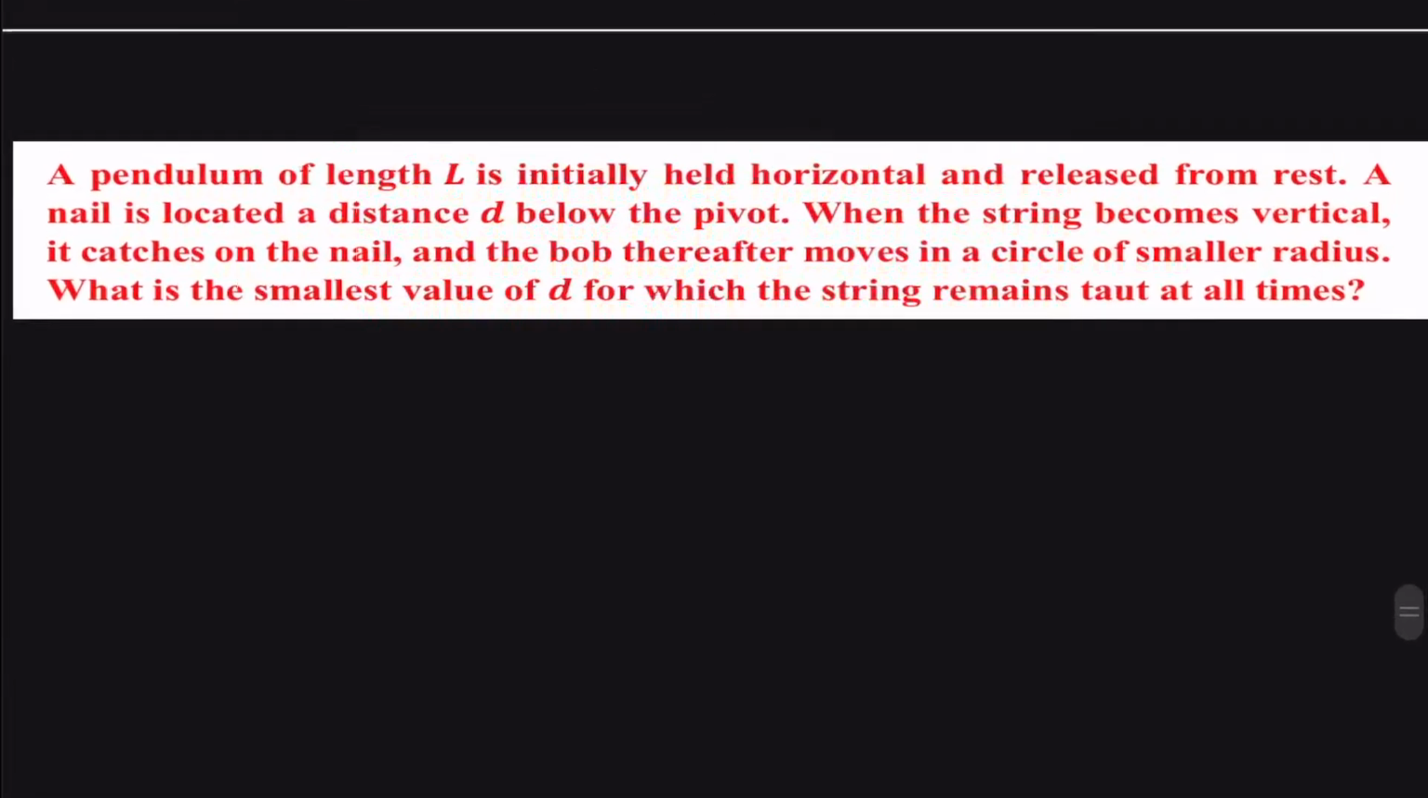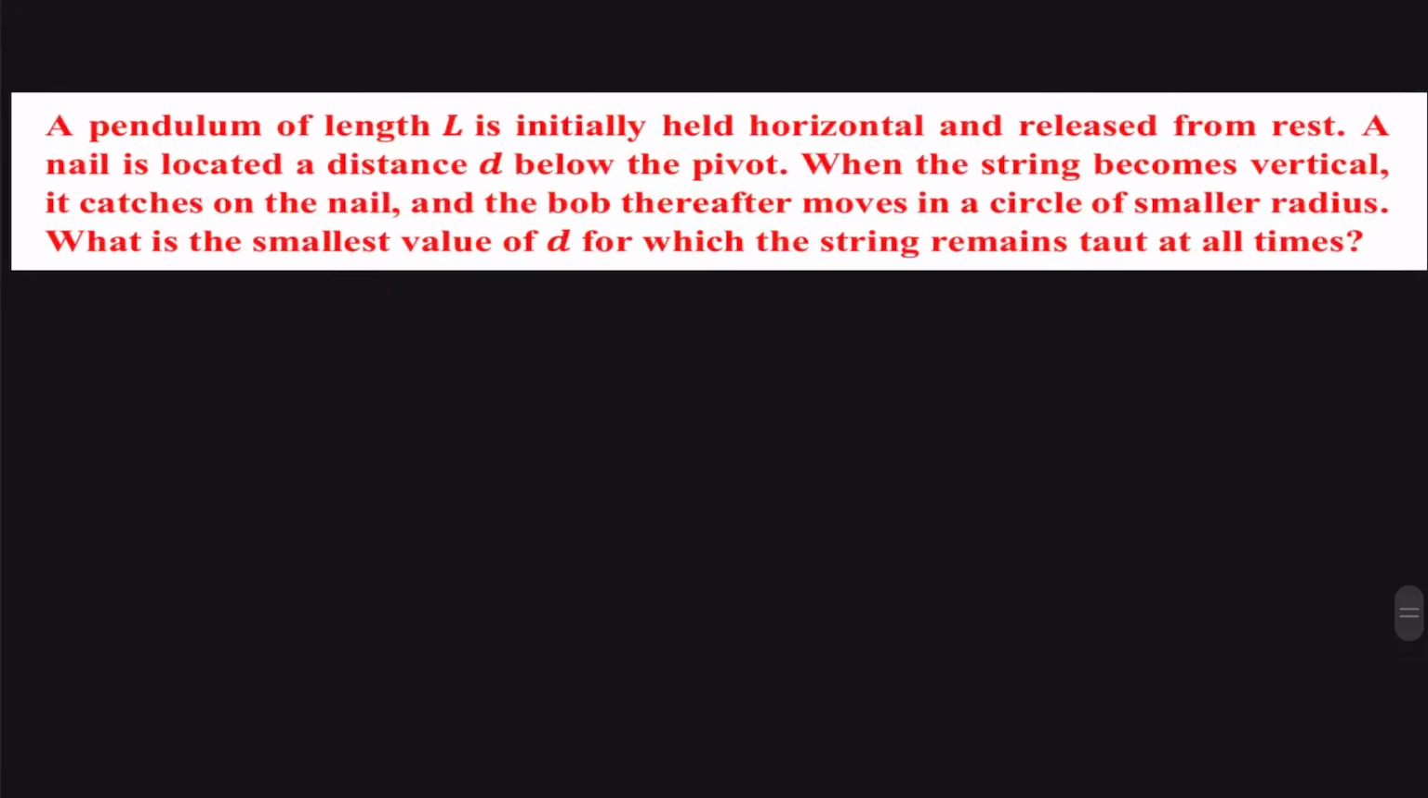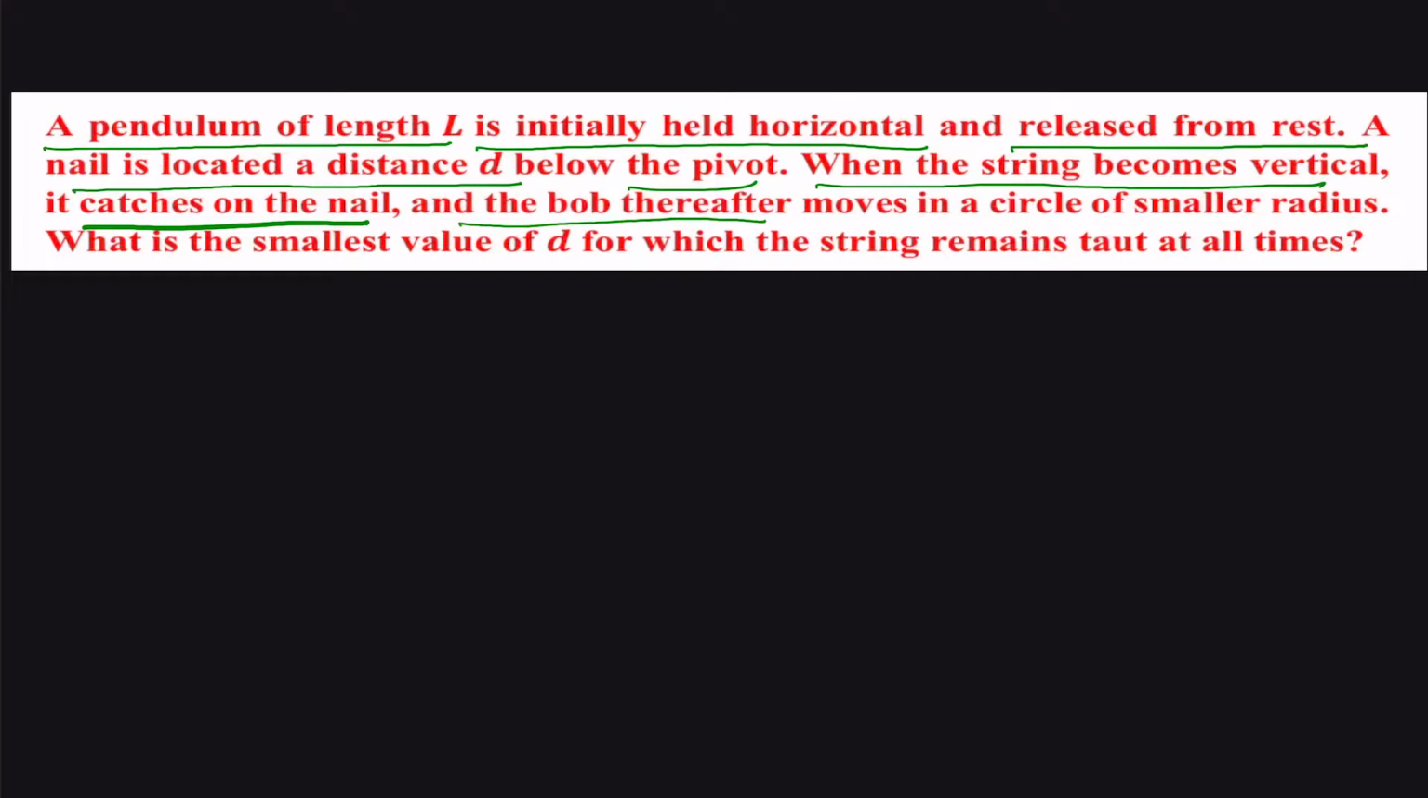And next question, it states that a pendulum of length L is initially held horizontal and released from rest. A nail is located at a distance d below the pivot. When the string becomes vertical, it catches the nail and the bob thereafter moves in a circle of small radius. What is the smallest value of d for which the string remains taut at all times?